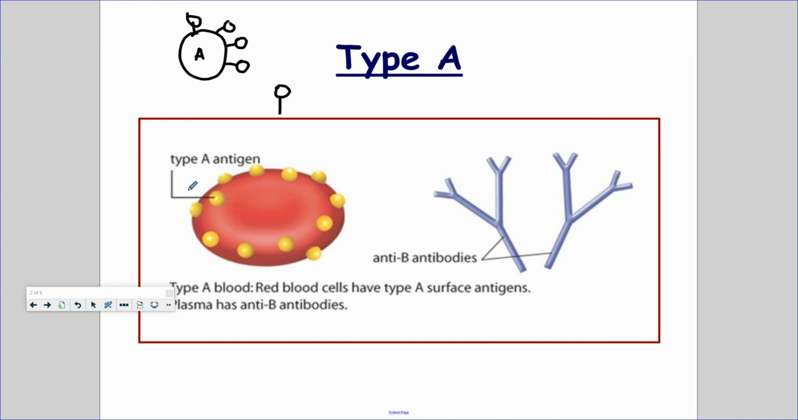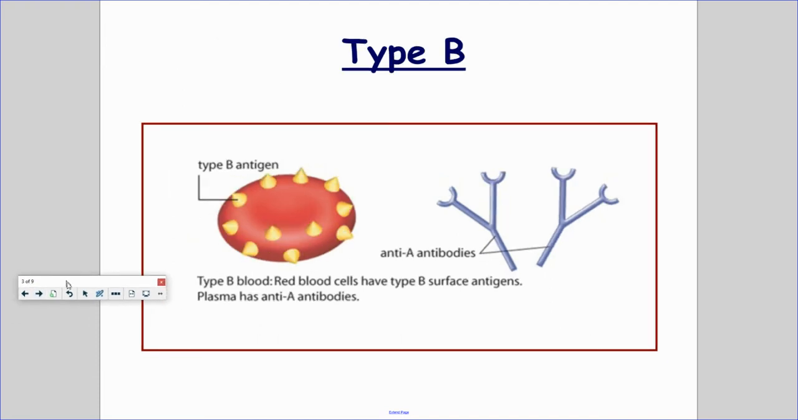So that's type A. Type A, ladies and gentlemen, is common. It's not the most common, but it is common. You can be type A positive or type A negative, and we're going to get into that tomorrow, what positive and negative mean. So once you have this red blood cell, this antibody, and this antigen in your notes, we're going to move on. The next one we're going to talk about is type B blood.